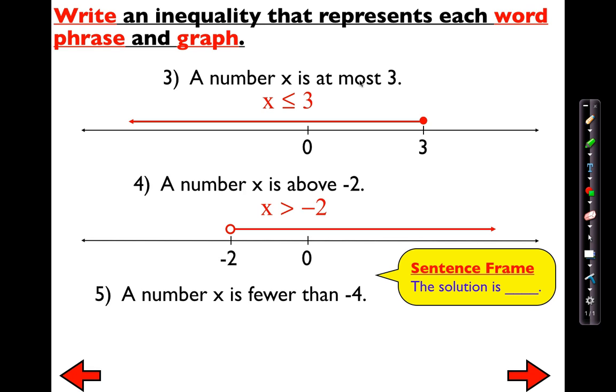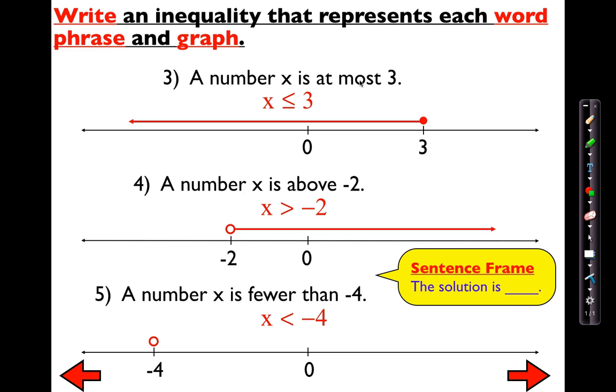So for number 5, it says a number x is fewer than -4. So this is going to be x is less than -4. So again, on a number line, I'm just going to use 0 and -4. That's it. Because -4 is not less than -4, it's not included. So I'm going to use an open dot. And because it's less than, of course, we're going to have to go to the left.